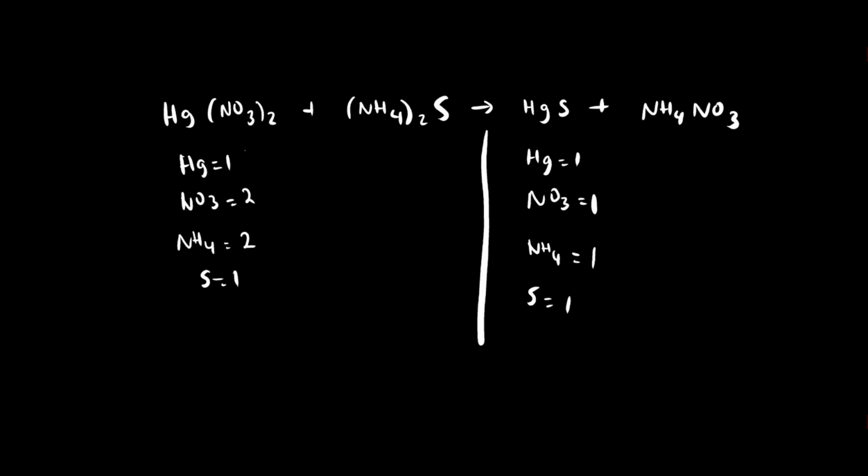Let's start off with the nitrate. So we have 2 on the left and we have 1 on the right. Least common multiple of 2 and 1 is 2. So let's introduce a coefficient of 2. So now we have 2 ammonium groups on the right and then 2 nitrate groups on the right. So now our equation is balanced.